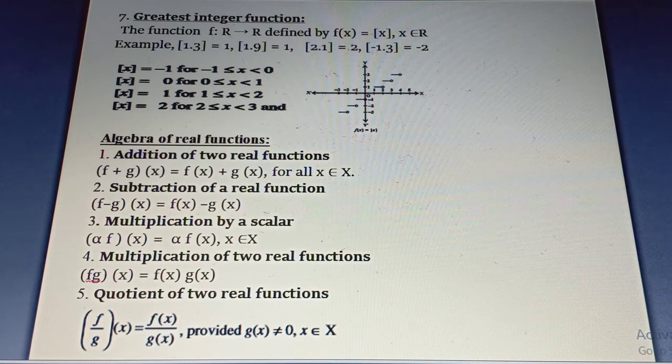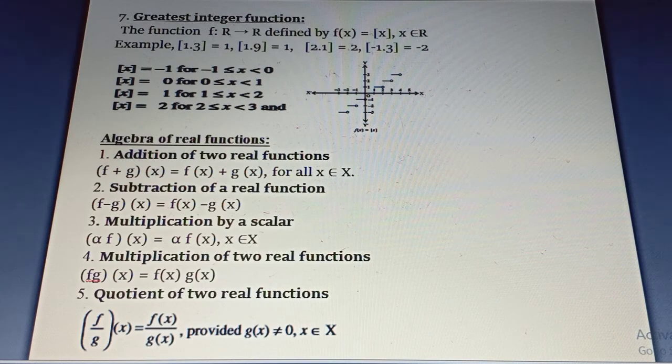Now there is some algebra of real functions. This is the addition of two functions. You can add two functions: (f plus g)(x), you can write f(x) plus g(x). Subtraction of real functions: (f minus g)(x) equal to f(x) minus g(x). Multiplication by a scalar: (alpha f)(x) equal to alpha f(x). And multiplication of two real functions also can be done: (f g)(x) equal to f(x) into g(x), and the quotient of two real functions, (f by g)(x) equal to f(x) by g(x), provided the function g(x) should not be equal to 0.